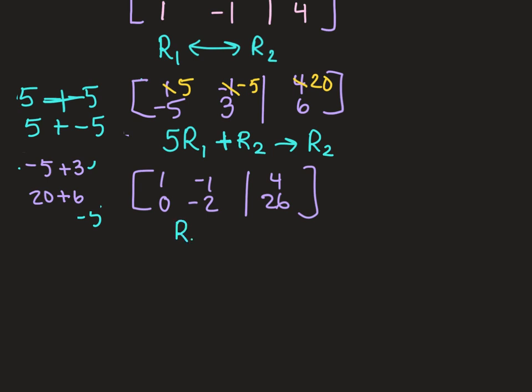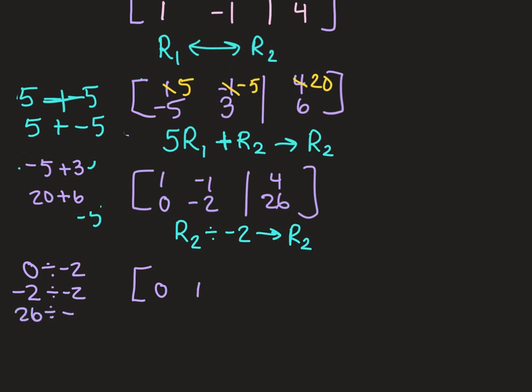It's to divide. Row 2 could be divided by a negative 2, and that would become my new row 2. Remember, I don't want to mess up row 1, and if I divide by a negative 2, it doesn't mess up my 0, because I don't want to mess that guy up either. I worked really hard to get these just the way I wanted them. Okay, so row 2 divided by negative 2. 0 divided by negative 2. Negative 2 divided by negative 2. 26 divided by negative 2.